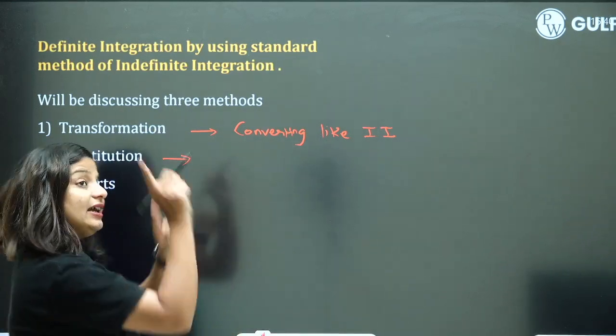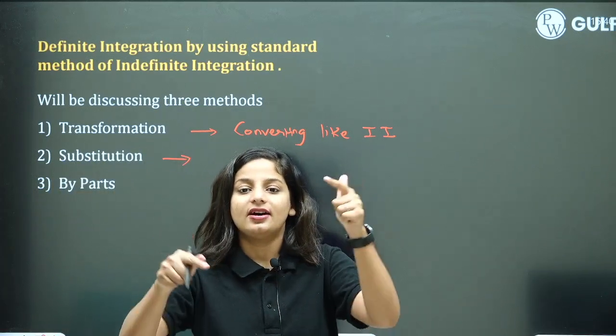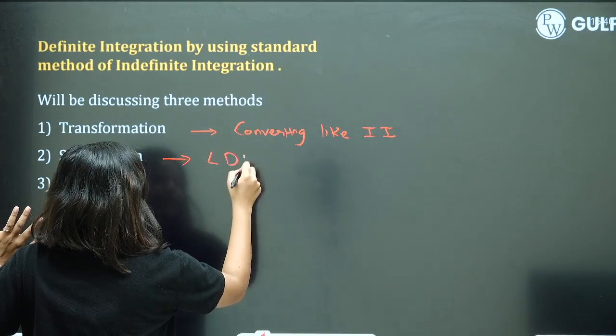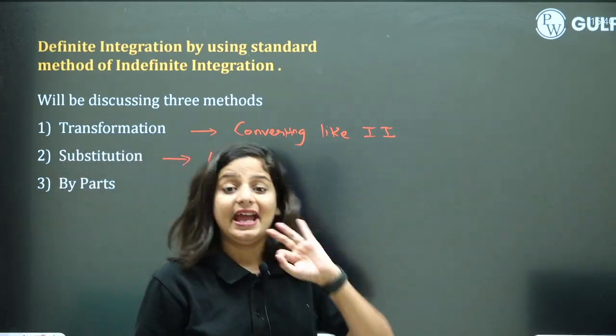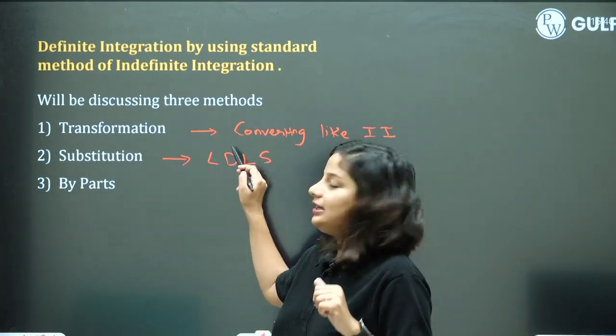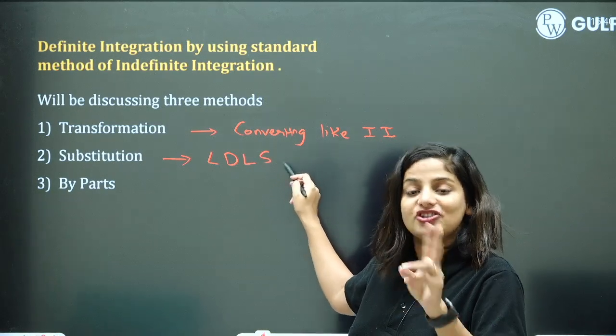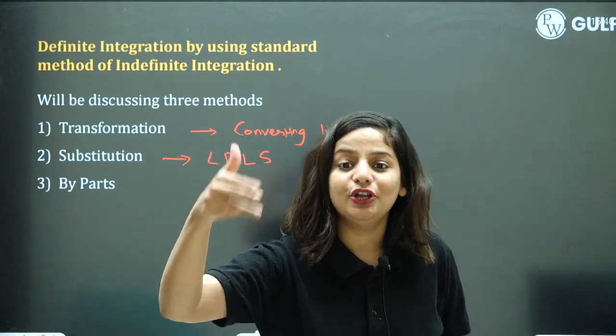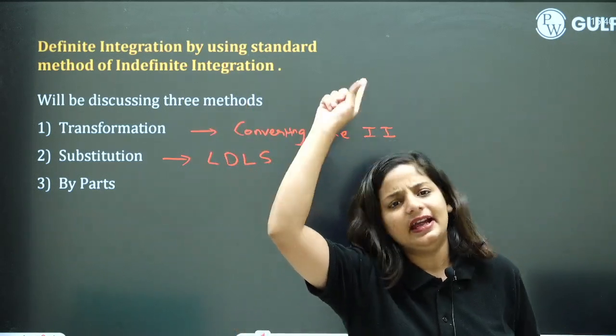Substitution. In indefinite integration, the steps were LDSR. Here it will be LDLS. What will it be? LDLS. Let, differentiate, limit, change and substitute. There it was let, differentiate, substitute, resubstitute. In the end there was resubstitute.